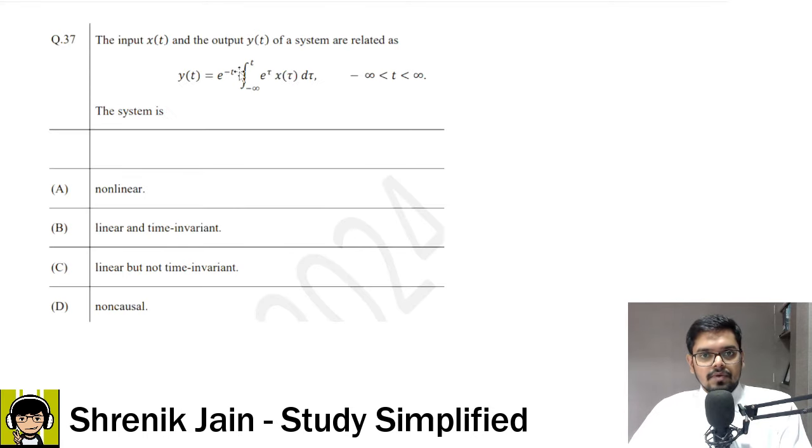The input x of t and the output y of t of a system are related as like this, then a, b, c or d. A tough question, right? Because linear, non-linear, causal, non-causal, we have to check a lot of things. So the correct answer is option B.